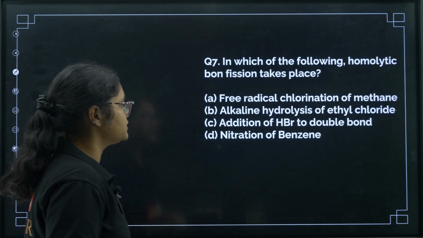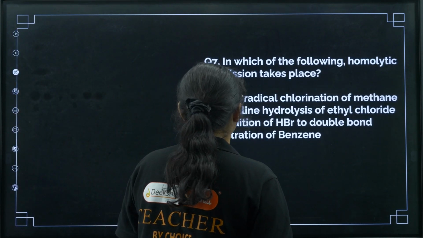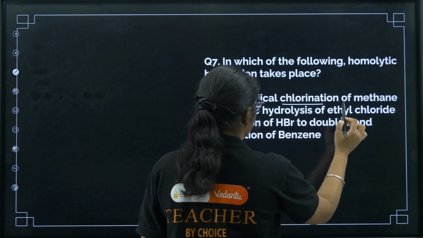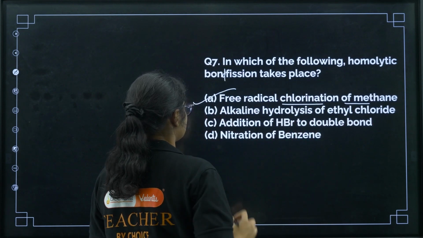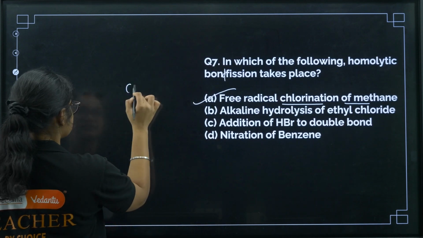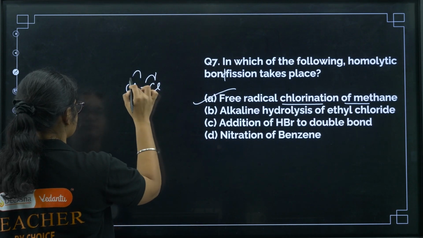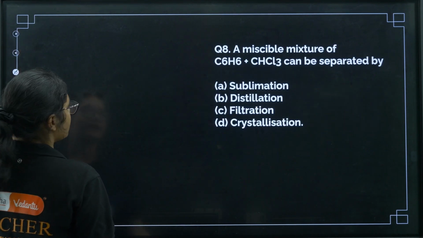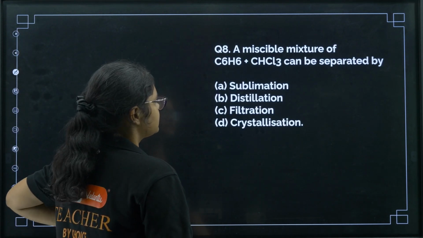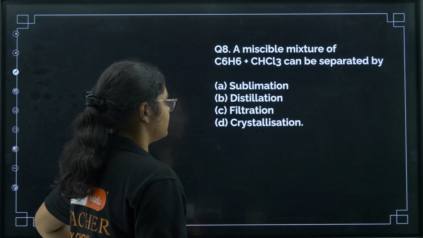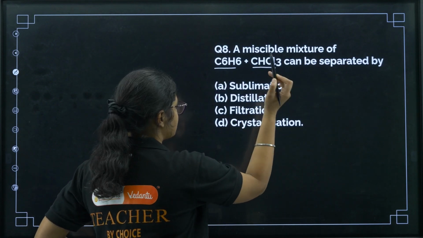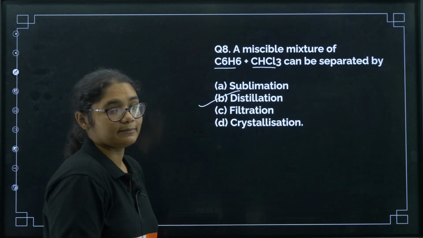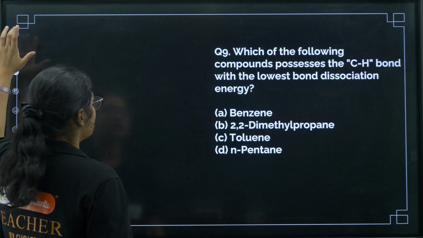Next, question number 7, in which of the following does homolytic bond fission take place? Okay, so that is the free radical process, free radical chlorination of methane, option number A. In the first step, the chlorine molecule breaks to give you Cl and Cl. Okay, next, a miscible mixture of C6H6 and CHCl3 can be separated by. These are two solvents having a very significant difference in their boiling points, so they can be separated by distillation.